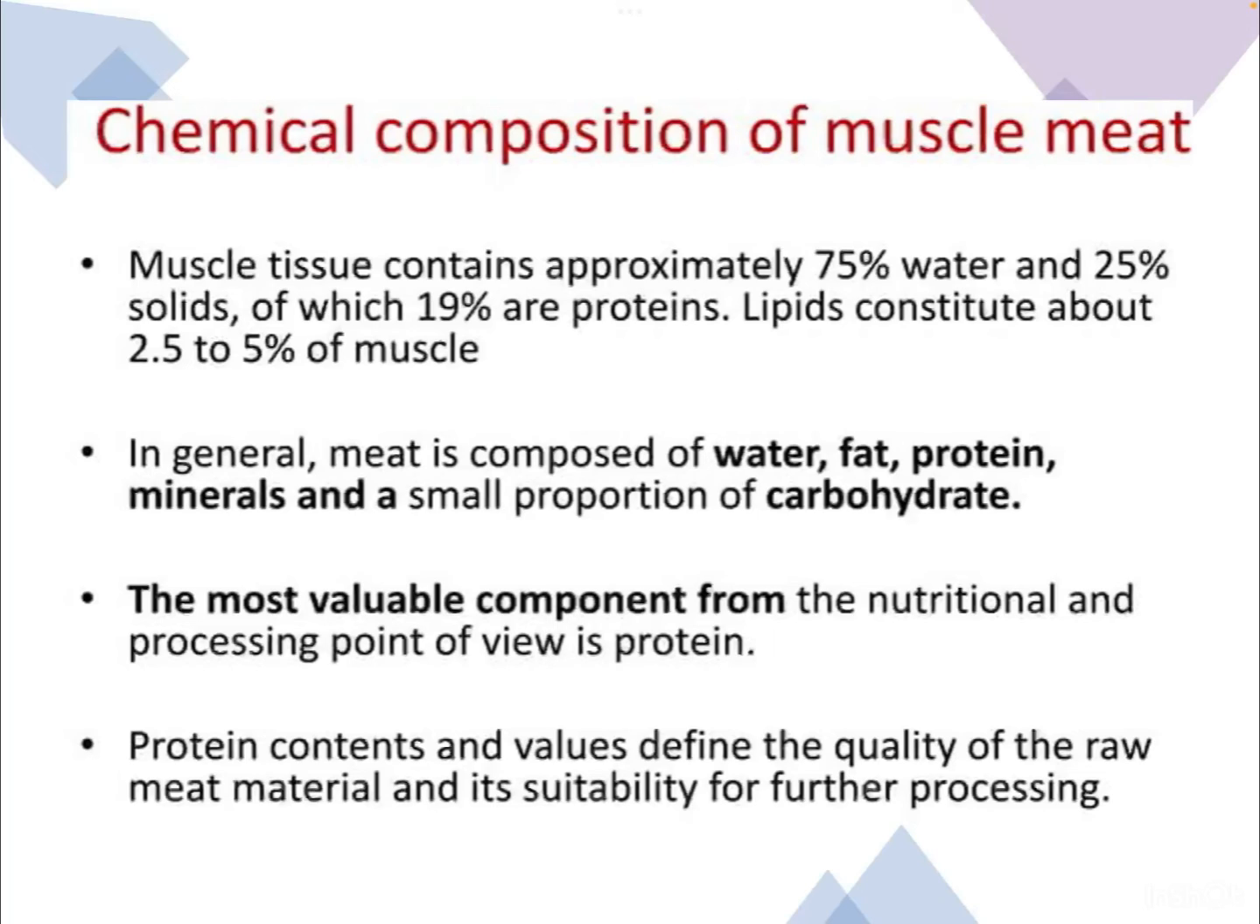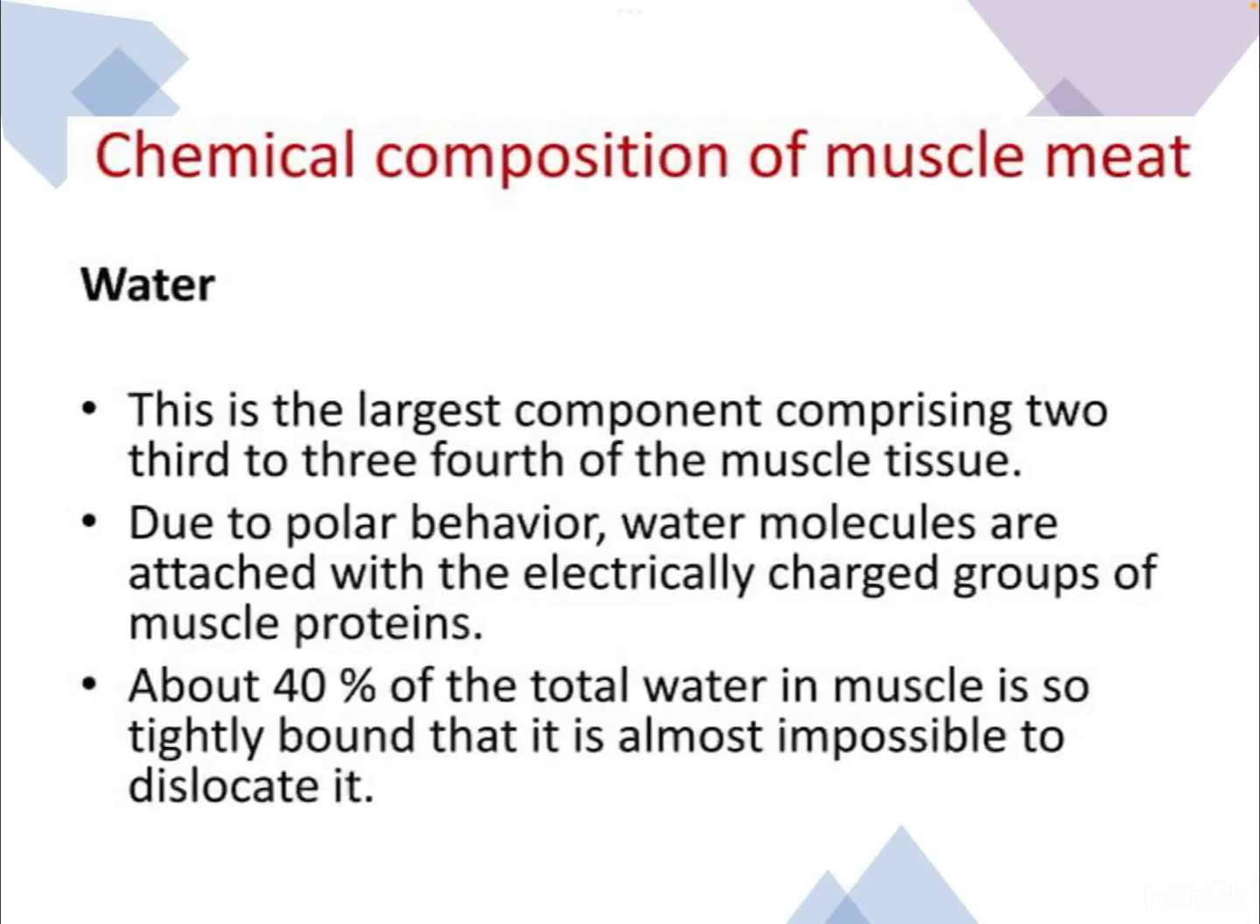Protein contents and values define the quality of the raw meat material and its suitability for further processing. The most abundant part of a muscle meat is water. So this is the largest component, comprising 2/3 to 3/4, that is 66.66 to almost 75% of the muscle tissue. Due to polar behavior, that is separation of charge, it is a dipolar molecule. Water molecules are attached with the electrically charged groups of muscle proteins. About 40% of the total water in muscle is so tightly bound that it is almost impossible to dislocate it.